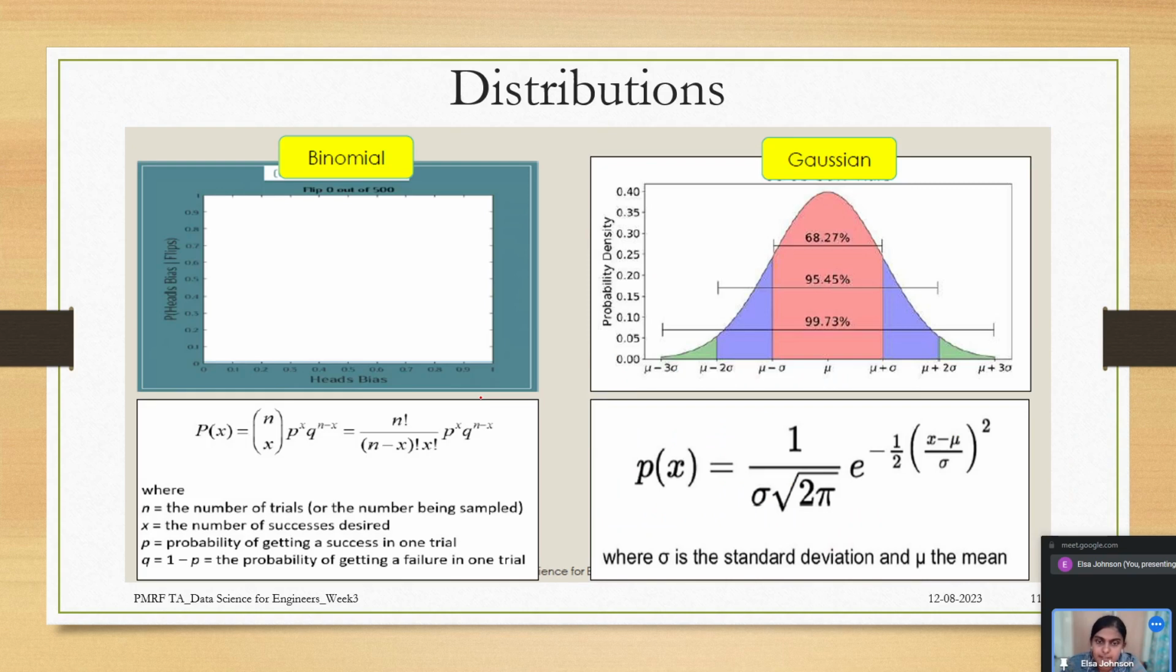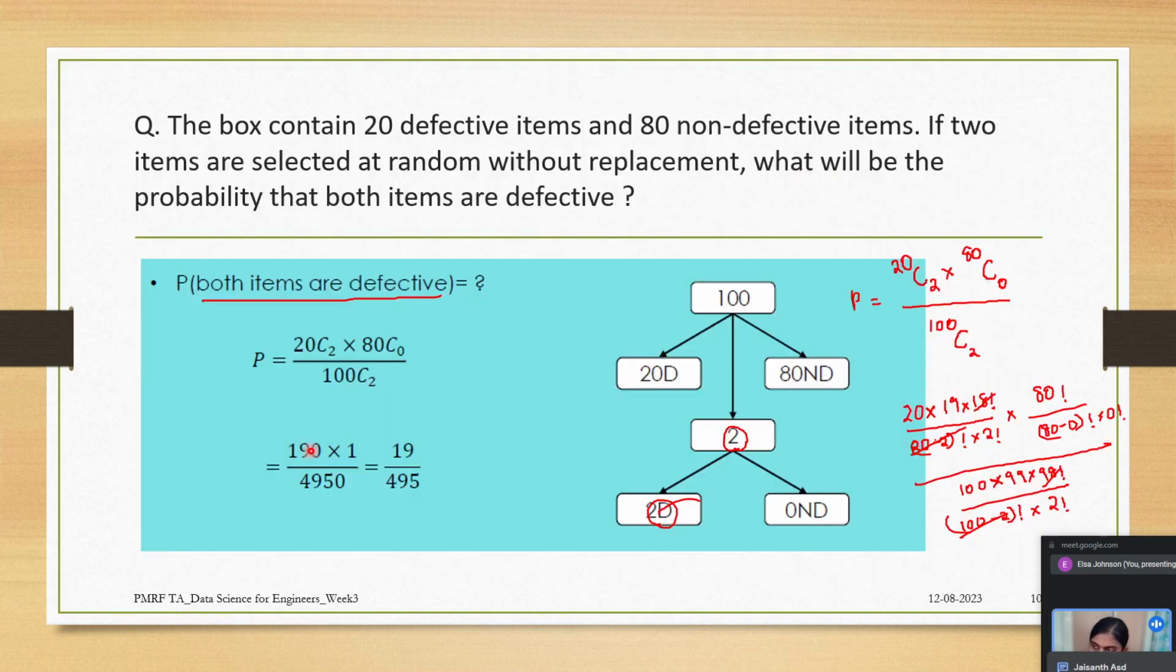Okay, now distributions. In distributions there are binomial, Gaussian. Binomial is given by NCX. Okay, Jason, 20 by 100 into 19 by 99. What will it come to? Similarly, it will come same, right?